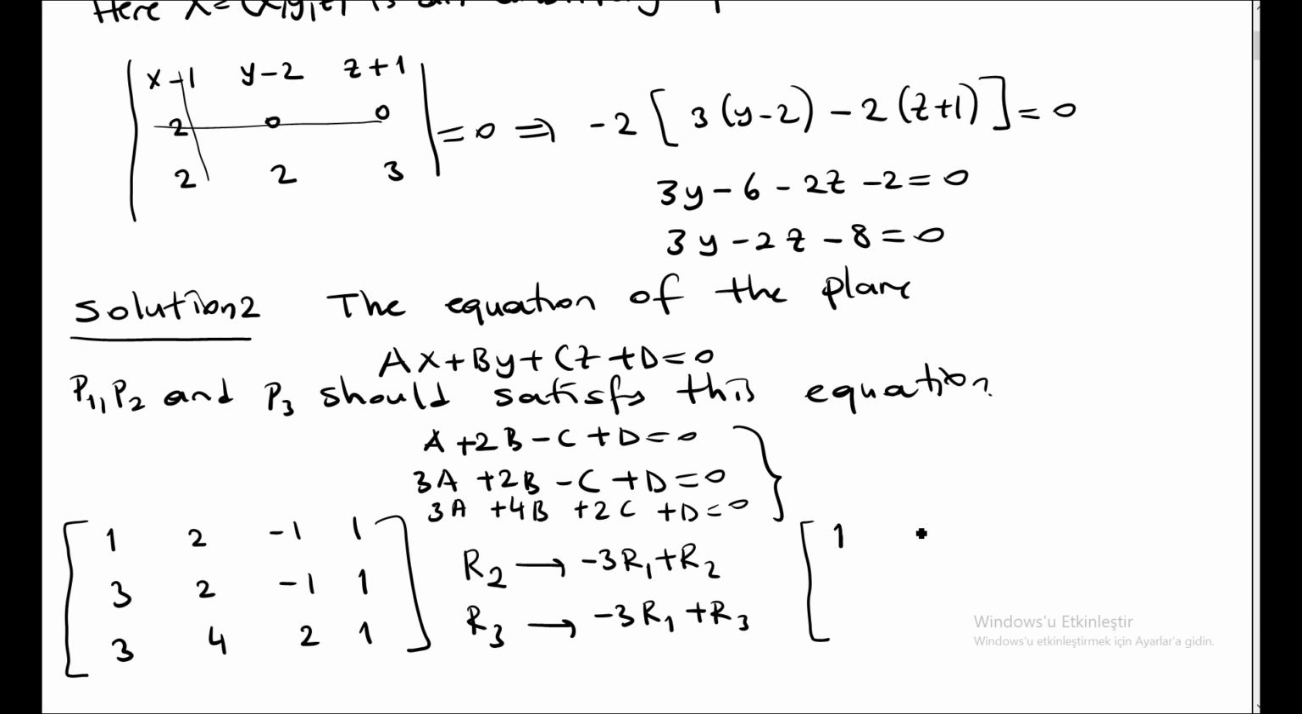So first row we keep the same. Second: 0, negative 4, and 3 minus 1, 2, negative 3 plus 1, negative 2. Here 0, negative 6 plus 4, negative 2, 3 plus 2, 5, and now negative 3 plus 1, negative 2.